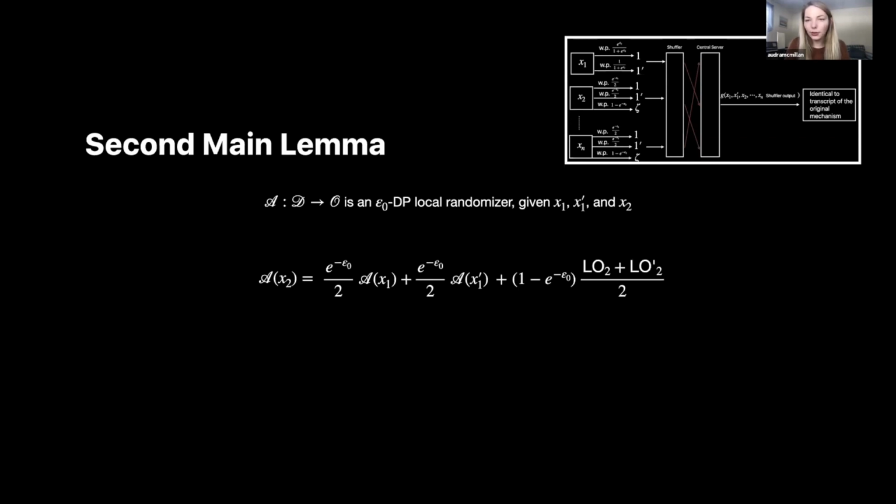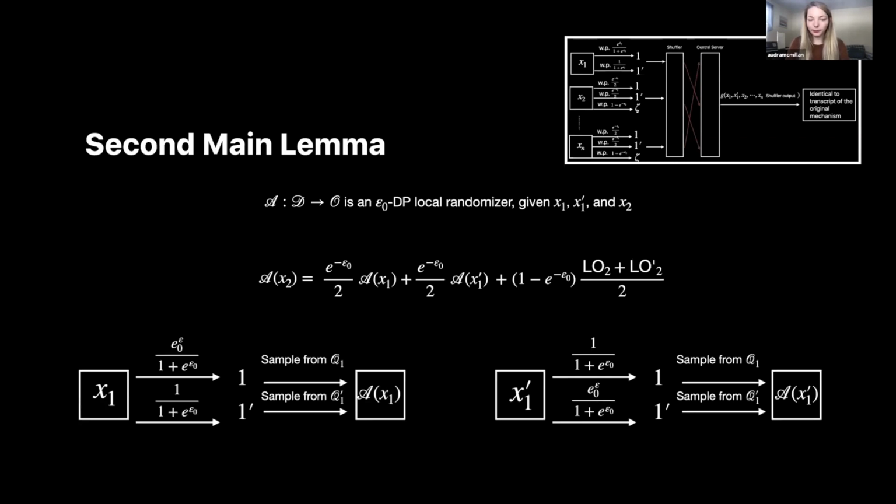But remember here, 1 and 1 prime didn't mean sample from A of X1 and A of X1 prime. It meant sample from Q1 and Q1 prime. So we established this connection before between sampling from A of X1, and Q1 and Q1 prime. But that's fine. So these two mechanisms are symmetric. And so I can actually do this. I can say the same bound holds if I replace A of X1 with Q1 and A of X1 prime with Q1 prime. Okay, so now I have something that does look right. So I have the right mixture components.